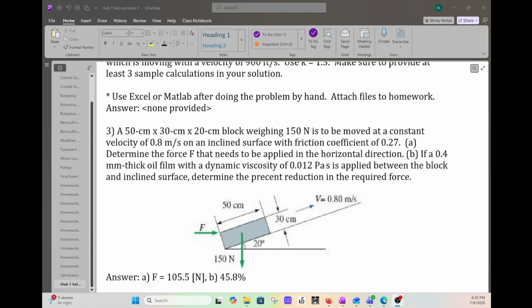Okay, here is a video to help you with homework 1 problem 3. Just want to make sure everyone's on the same page and probably try to break habits that maybe you have done in the past. So what we're looking for is the force F here to keep it at constant speed going up at 0.8 meters per second, okay?